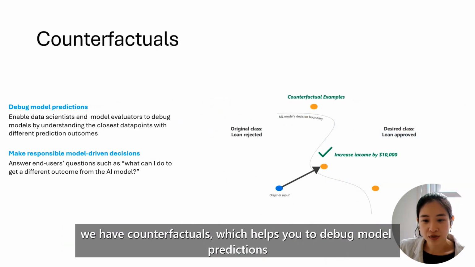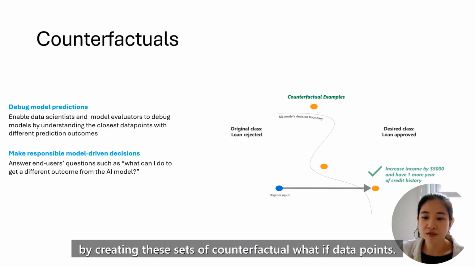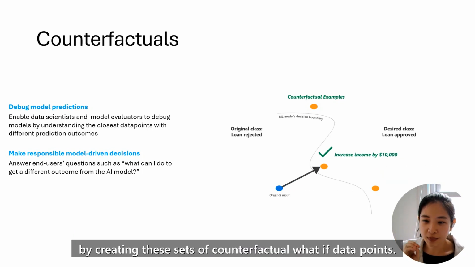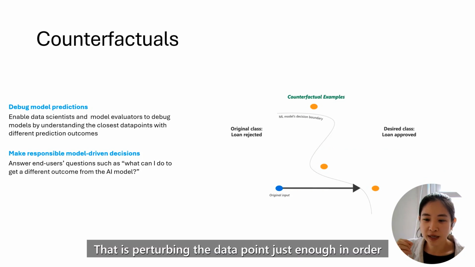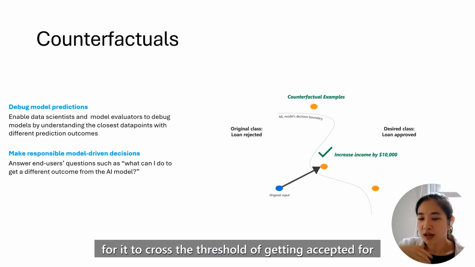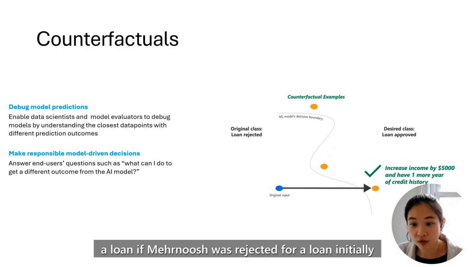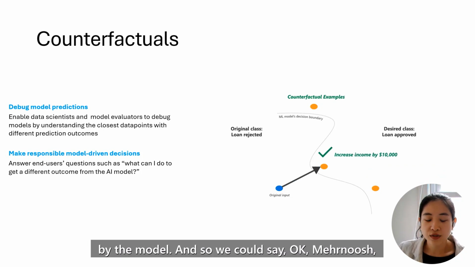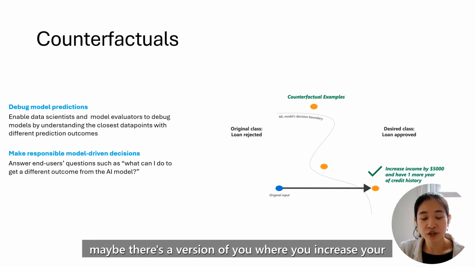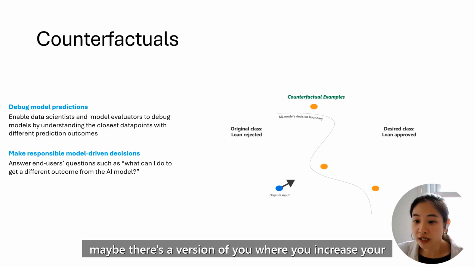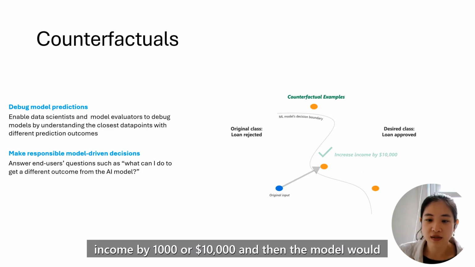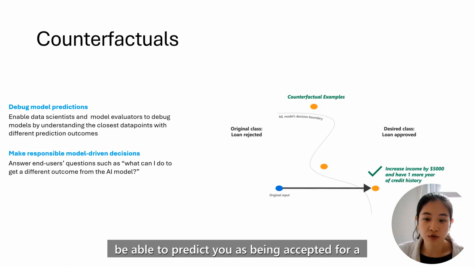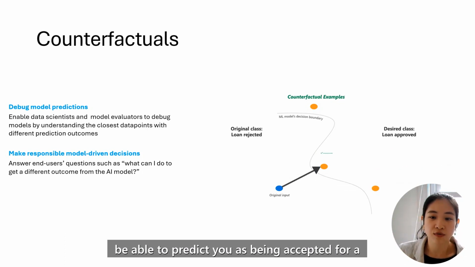Then we have counterfactuals, which helps you to debug model predictions by creating these sets of counterfactual what-if data points that perturb the data point just enough in order for it to cross the threshold of getting accepted for a loan if Mehrnoosh was rejected for a loan initially by the model. And so we could say, okay, Mehrnoosh, maybe there's a version of you where you increase your income by $1,000 or $10,000, and then the model will be able to predict you as being accepted for a loan.